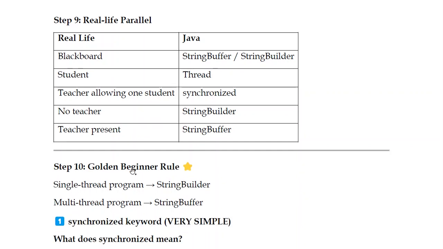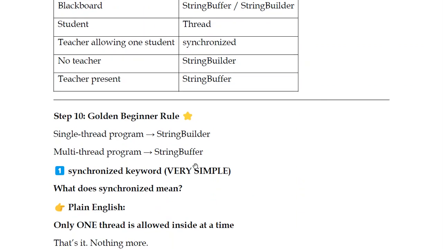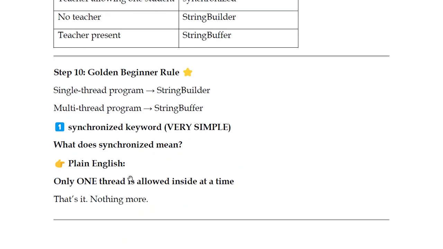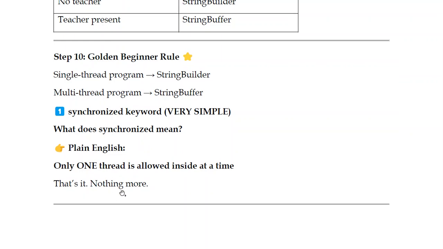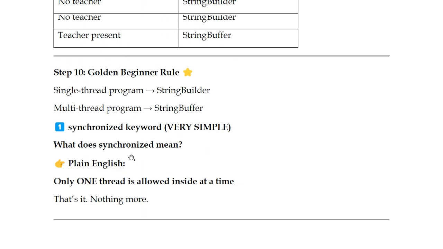So the golden rule: for a single-threaded program you can use string builder, no issues, because only one thread exists, only one main function. For a multi-threaded program, where multiple threads and processes are executing, you can go for string buffer, which has the capability to control it with the help of synchronize. In simple words, synchronize means only one thread is allowed inside at a time. That's it, nothing more in that concept.